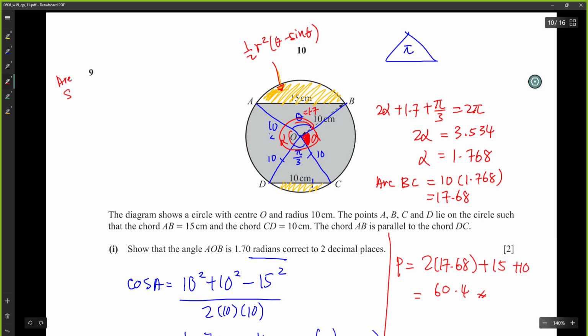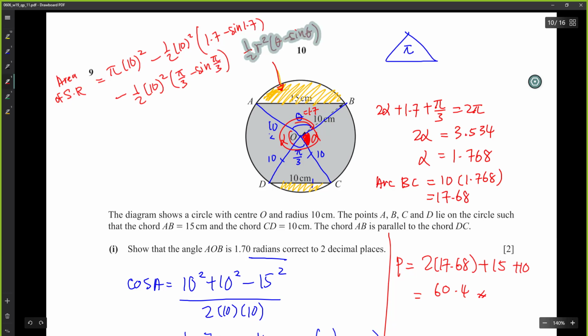So area of shaded region. Let me write short form. In the exam you shouldn't write short form. Pi r squared minus both of the areas of the segments. So I minus the first one first: half r squared times (theta minus sine theta), which is 1.7 minus sine 1.7. And then minus again the bottom one: half r squared times (theta minus sine theta), which will be pi over 3 minus sine pi over 3.